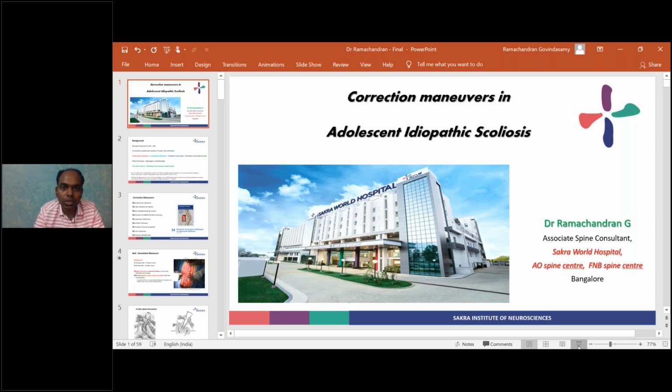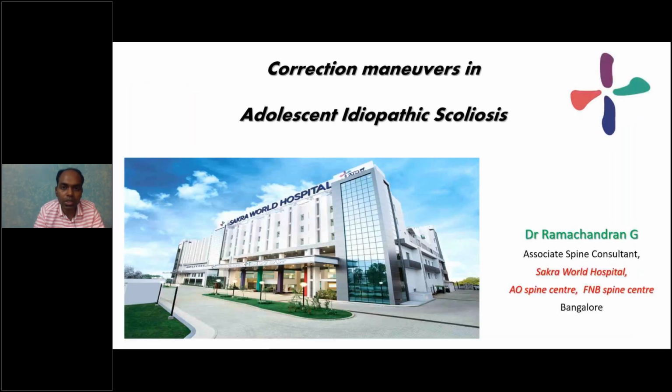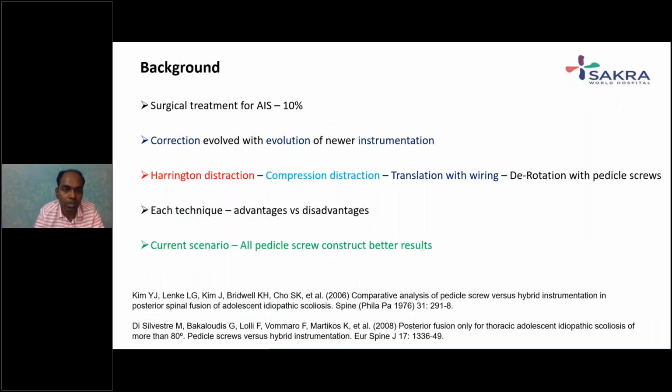So I'll be talking about the correction maneuvers that are being routinely used in adolescent idiopathic scoliosis. Most scoliosis is managed conservatively by bracing methods, and some say 10% of the cases are managed with surgical methods. There has been a great development in instrumentation, right from the Harrington distraction rods to the powerful pedicle screw instrumentation techniques, and thus the correction maneuvers have also changed from a simple distraction method to the complex derotation maneuvers now.